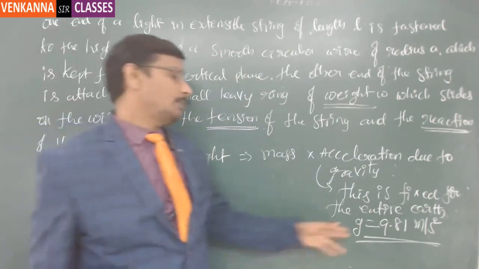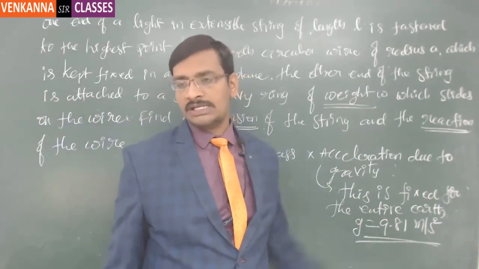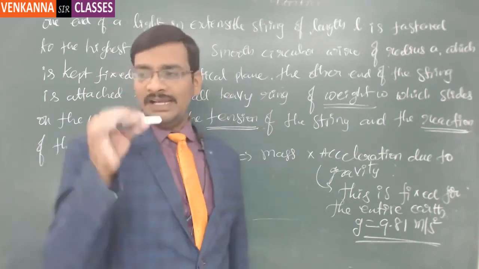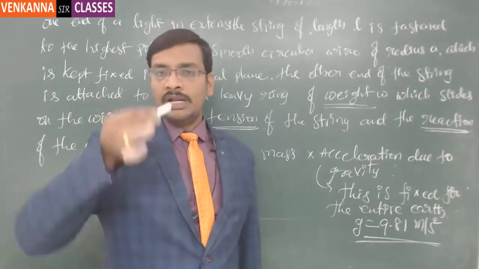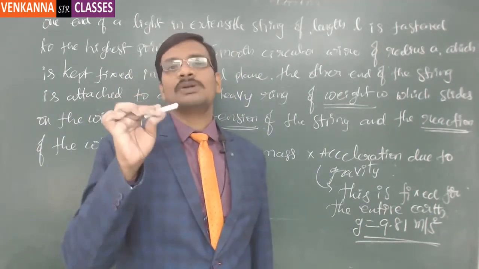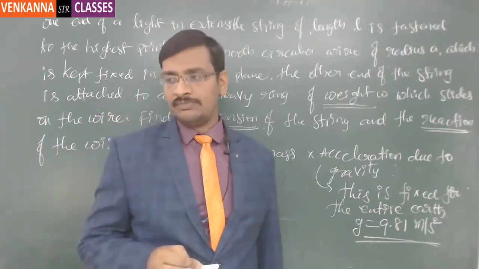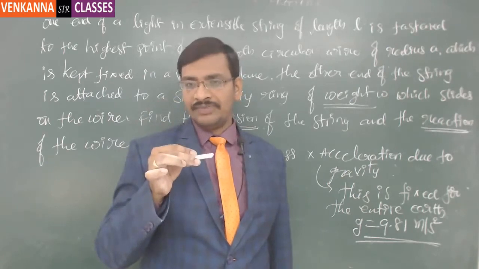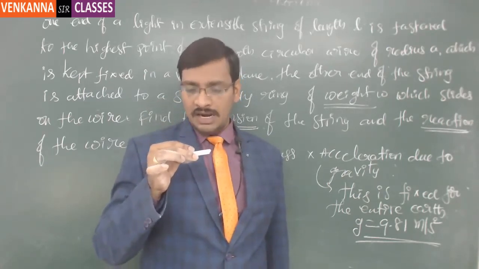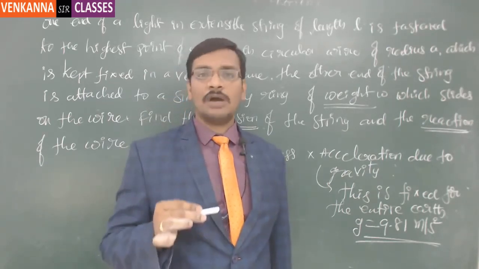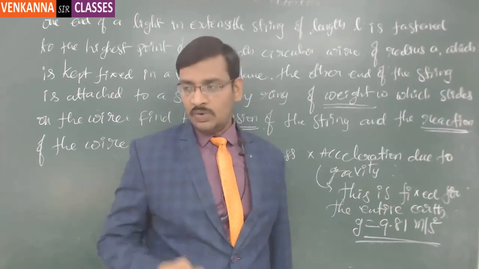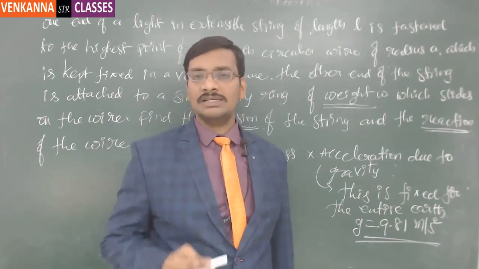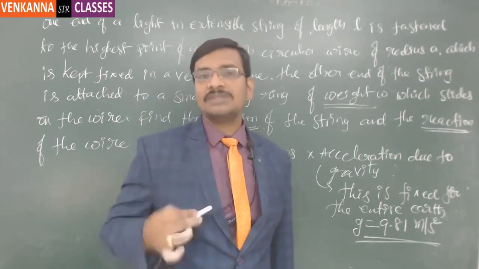Now this value, 9.81 meters per second squared, means that if I leave this chalk piece here, the velocity of this particular chalk piece keeps on increasing. That means it starts with zero velocity. The moment it comes here, it will have a little more velocity, and the moment it comes here, it will have far more velocity than earlier. And if it goes a little down, again the velocity is changing. That means it keeps on changing.